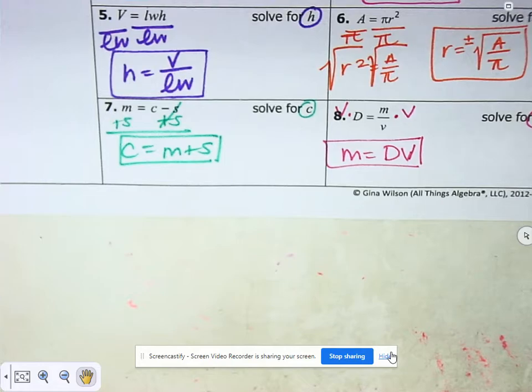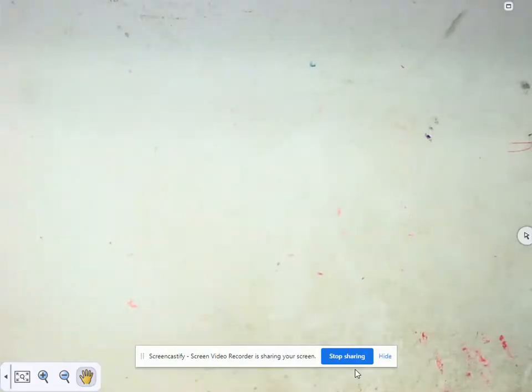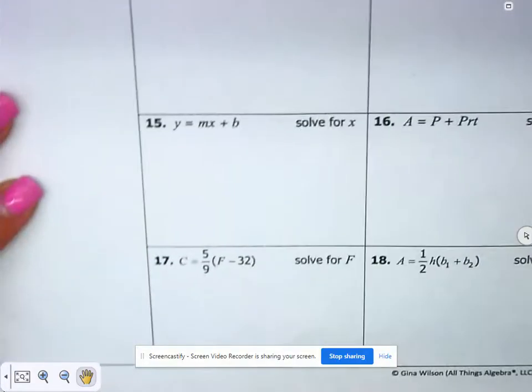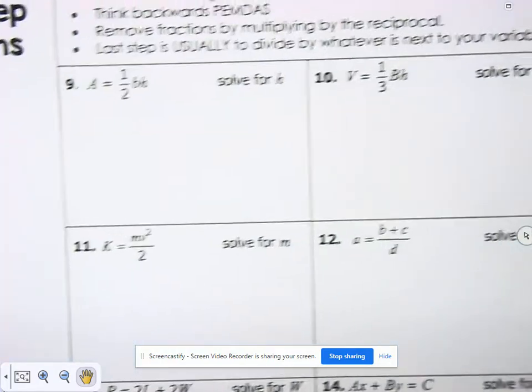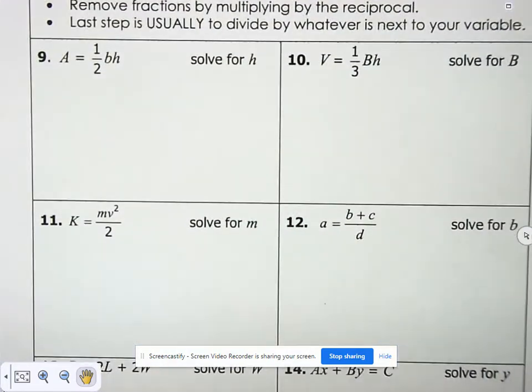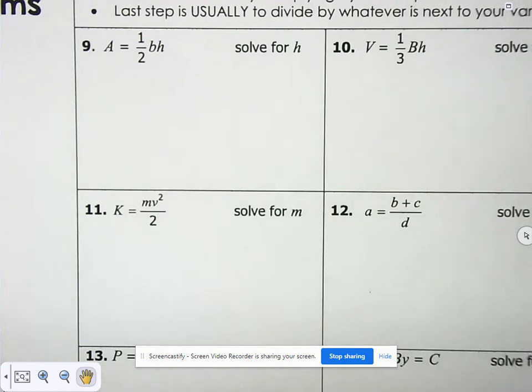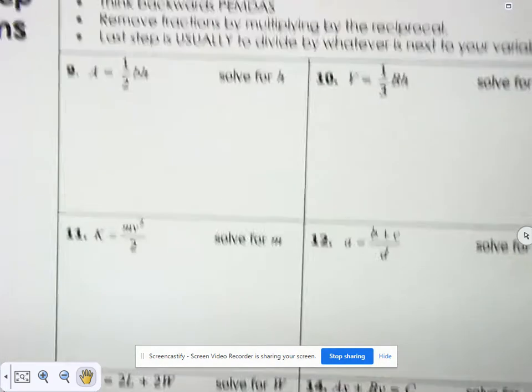Okay, so those were the one step we did the other day. I'm doing the entire page today, so that's going to skip to the two step that we did in class today. Okay, all right, so going to go through these kind of quickly.